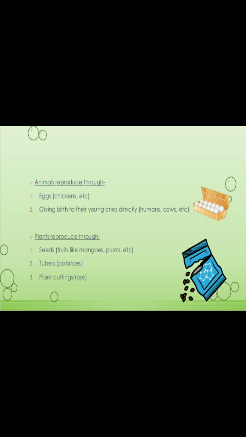So animals reproduce through eggs. From eggs, chickens are coming. Some give birth to their young ones directly, humans, cows, etc. Plants reproduce through seeds, tubers, and plant cutting. These three ways.